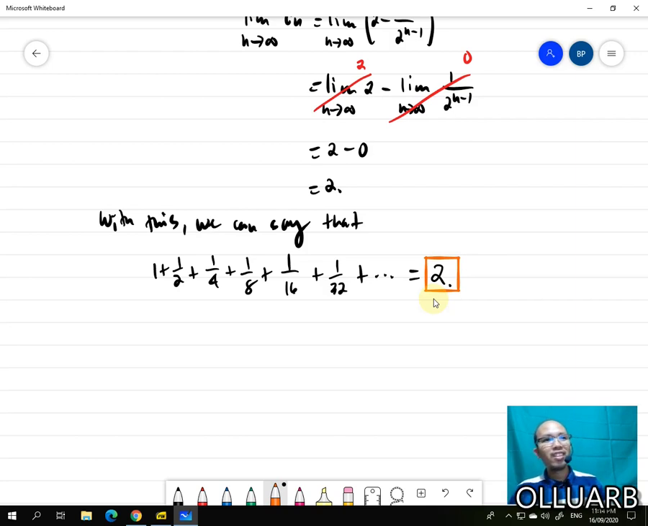Are you happy that you're able to understand the meaning of adding infinitely many numbers? And as we can see, there is actually a sum, but not all series have a sum, of course. I think I explained it a lot, and I believe that you now have the idea on how the infinite series works.